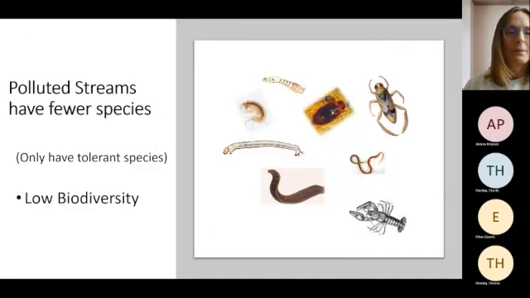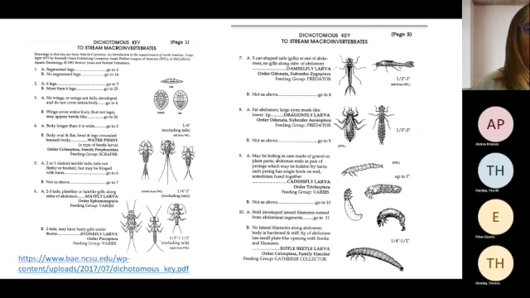So now we're going to go back to our key. Step number 1, does it have segmented legs or not segmented legs? All right, so we looked, it has segmented legs. So it says go to step number 2. Does it have 6 legs or more than 6 legs? We counted 6 legs. So that says go to step number 3. Did it have wings or not fully developed wings? I did not see developed wings, so I'm going to go to step number 4.